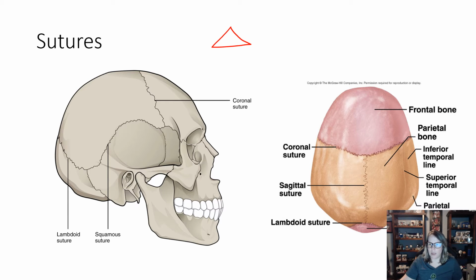And then we have our sagittal suture that's going to run down the middle of our skull here. So you have sagittal here, and then you have your coronal that's going to separate the frontal from your parietal bones.